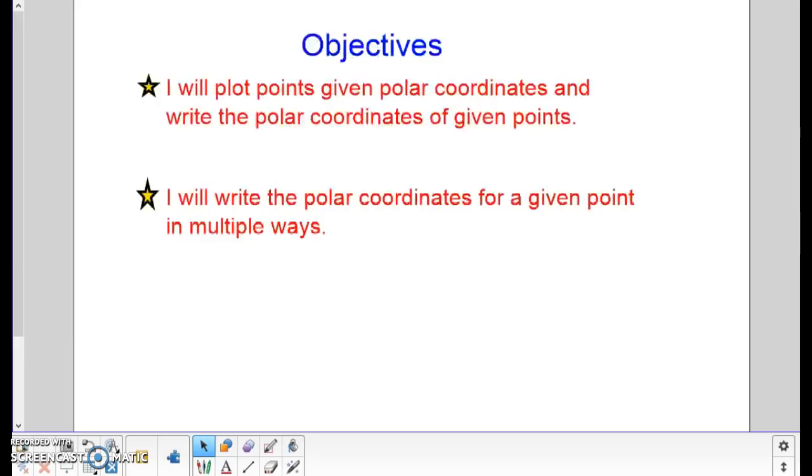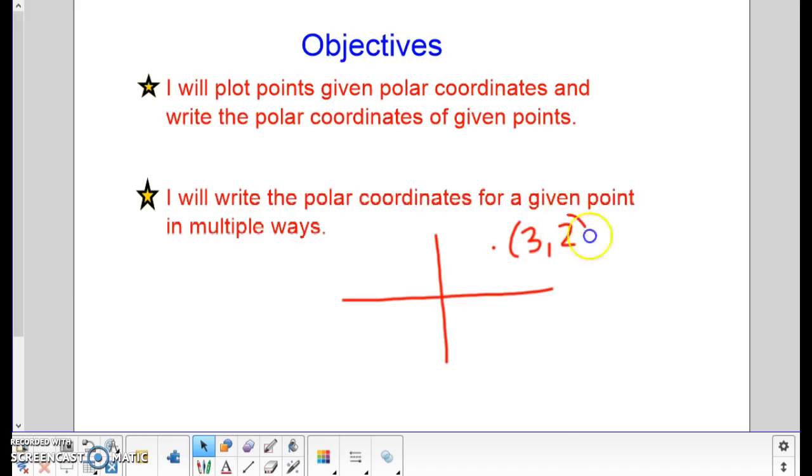Okay, there we go. So today we're going to work on graphing in polar coordinates and what polar coordinates mean, and then being able, if I have a point, to figure out what the coordinates of that would be. So you've been graphing in what we call Cartesian coordinates, where we say that this point might be x is 3 and y is 2, right? Those are Cartesian coordinates, they're on the xy plane.